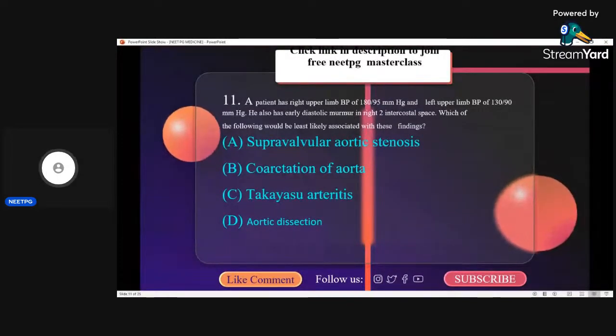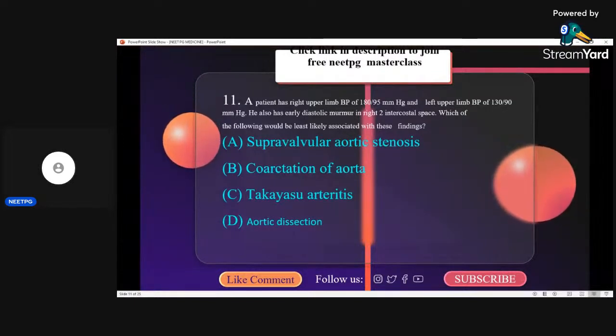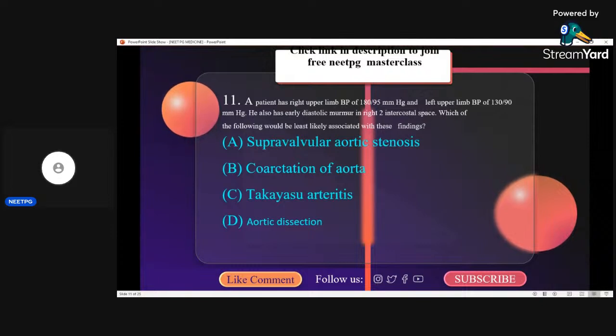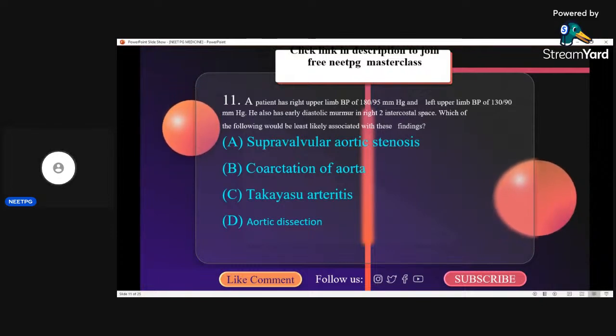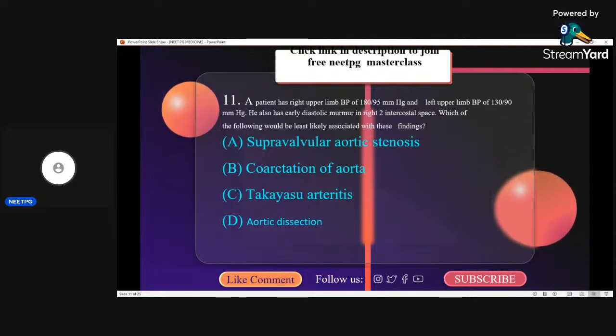So clinical features of coarctation of aorta. The correct option here is coarctation of aorta. Coarctation of aorta is the sixth most common lesion in congenital heart disease. Most patients have a discrete narrowing of descending aorta at the insertion of ductus arteriosus. It can be preductal or postductal.